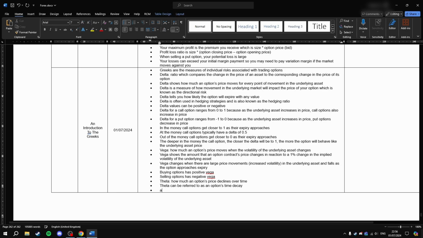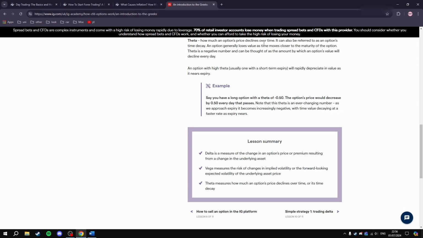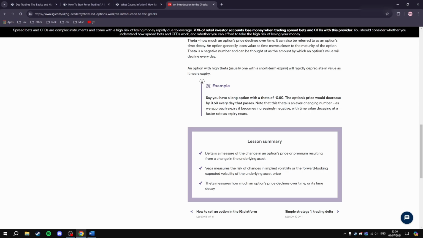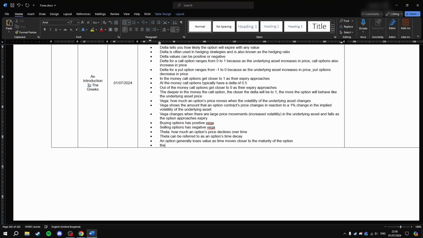So an option generally loses value as time moves closer to the maturity of the option, because the option has less time to be able to achieve its strike price. Theta is a negative number and can be thought of as an amount by which an option's value will decline every day. So theta will always be negative.